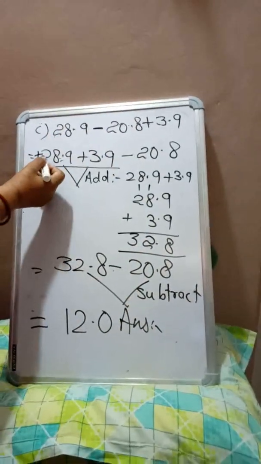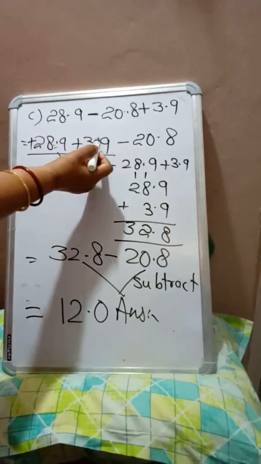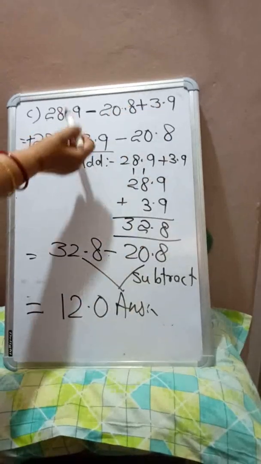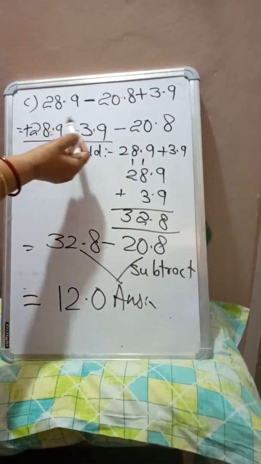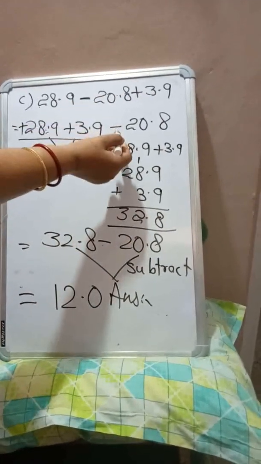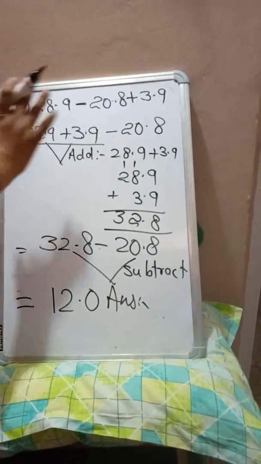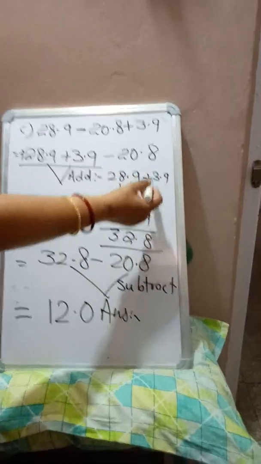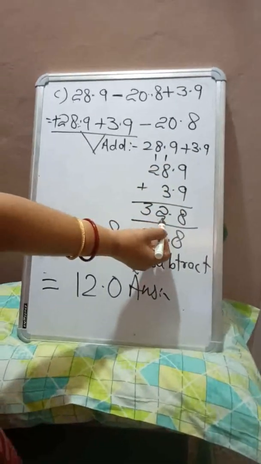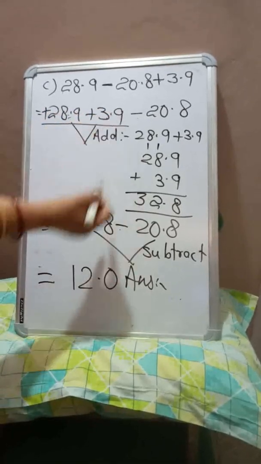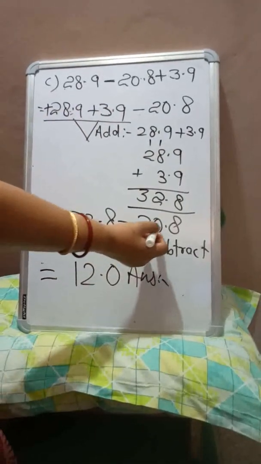So here, solving 28.9 plus 3.9, both are positive, both have a plus sign. Write both together: 28.9 plus 3.9, then put the minus sign, then 20.8. I have separated the plus sign and the minus sign and arranged them. 28.9 plus 3.9 after addition gives you 32.8. Now write down 32.8 minus 20.8.